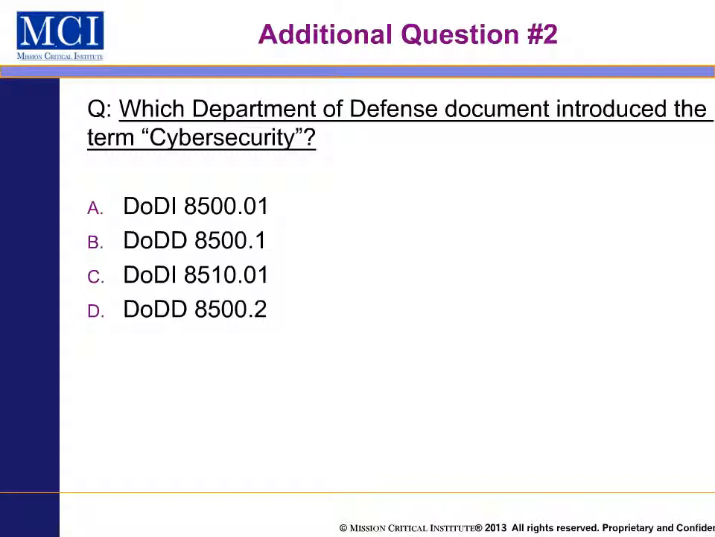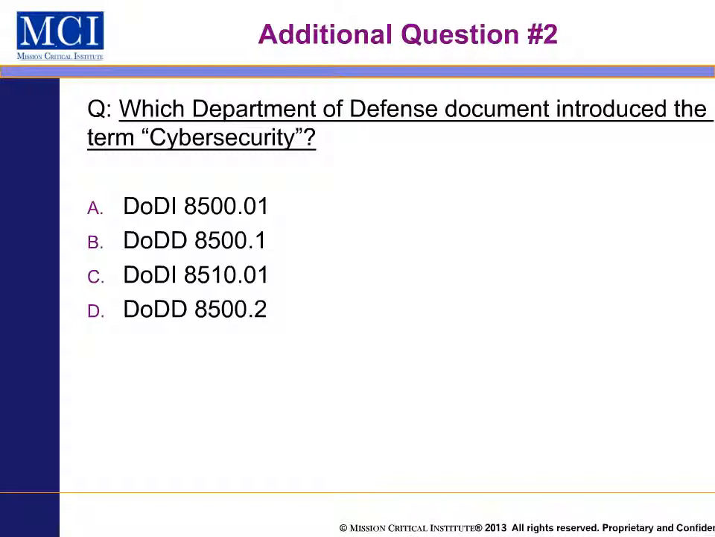Well, two things to look at here. First of all, we know it's a DoD document. DODI stands for Department of Defense Instruction. DODD stands for Department of Defense Directive. So really, telling between those two doesn't really help. Both are DoD documents. So this comes down to the fact: do you know the correct titles for the different documents? Because that's really what this question hinges on.